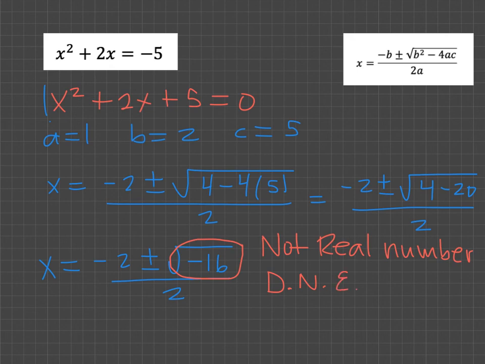So whenever we get a solution for a quadratic that includes a negative under the square root, we are going to answer with D and E. It does not exist because it's giving us something that is not real, and we only want real solutions.